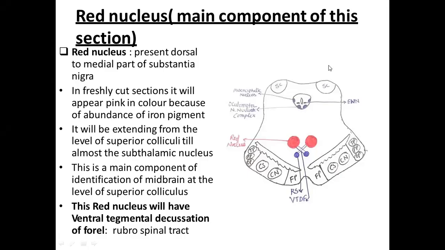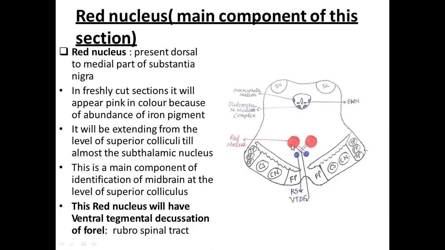Let us continue. So we have seen the oculomotor nerve nuclear complex and Edinger-Westphal nucleus, and the mesencephalic nucleus, which occupies the same position as in the lower part of the midbrain. Now the other feature in the gray matter is the red nucleus, which is a main component of this section. The red nucleus is present dorsal to the medial part of the substantia nigra. So this is the substantia nigra.